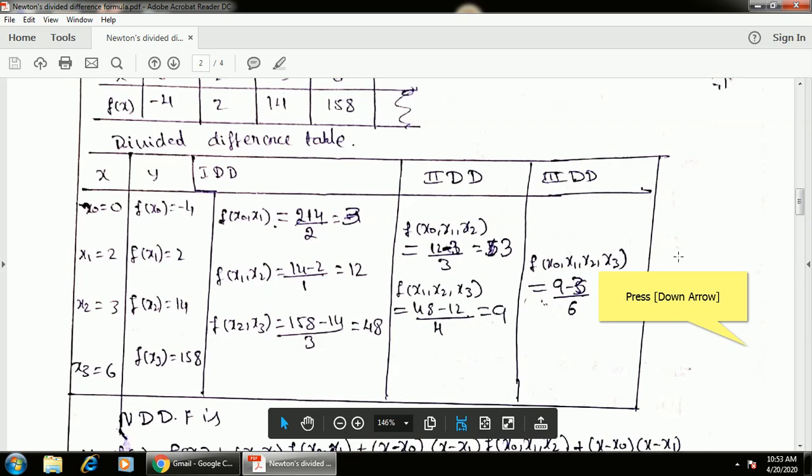Now we'll find out the third order divided differences. F of x0, x1, x2, x3 is equal to 9 minus 3 divided by x3 minus x0. 9 minus 3 is 6, 6 by 6 is 1.